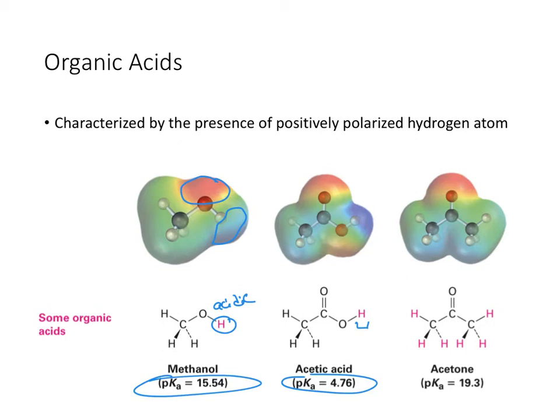And then acetone is the next compound. So these hydrogens are all electron deficient and can be removed by a base. And the pKa here is 19.3. So this is a much weaker acid than acetic acid, and it's a weaker acid than methanol.